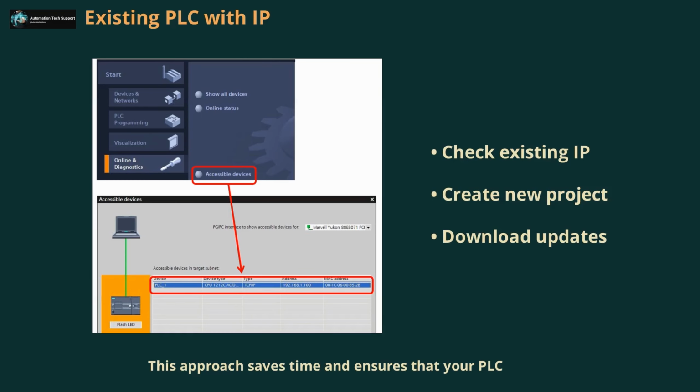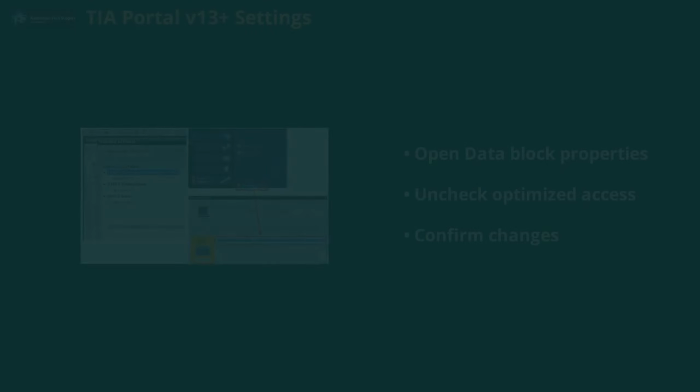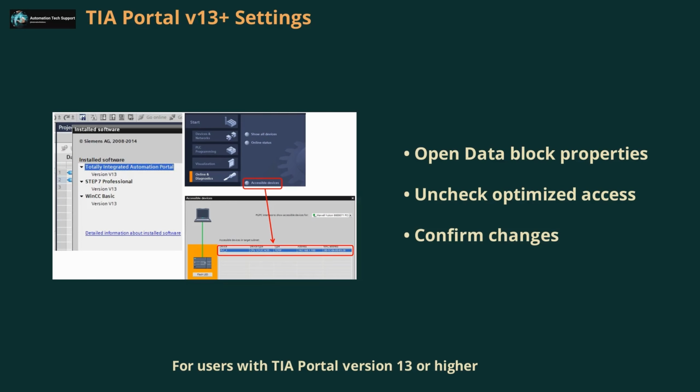This approach saves time and ensures that your PLC remains accessible without needing to reset or reassign network parameters. For users with TIA Portal version 13 or higher, there are additional settings to ensure proper communication. Right-click on the data block in your project and select Properties. Uncheck the Optimize Block Access option. This adjustment is necessary for compatibility with WebAccess HMI, as optimized access may prevent proper data exchange.